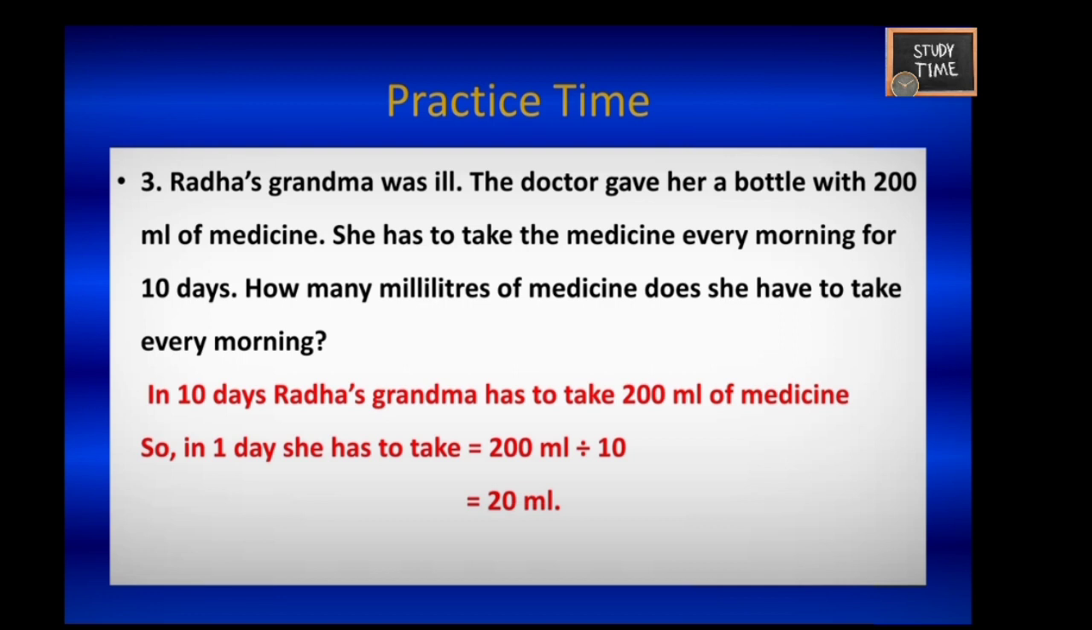Next, Radha's grandma was ill. The doctor gave her a bottle with 200 ml of medicine. She has to take the medicine every morning for 10 days. How many milliliters of medicine does she have to take every morning? So in 10 days, Radha's grandma has to take 200 ml of medicine. For 1 day, you have to divide that by 10. 200 divided by 10, you will be getting 20 ml. So she has to take 20 ml of medicine every morning.